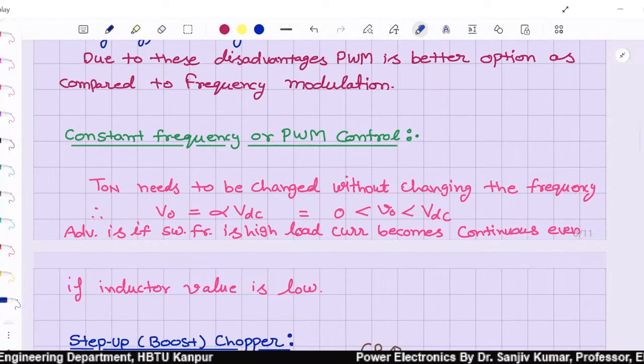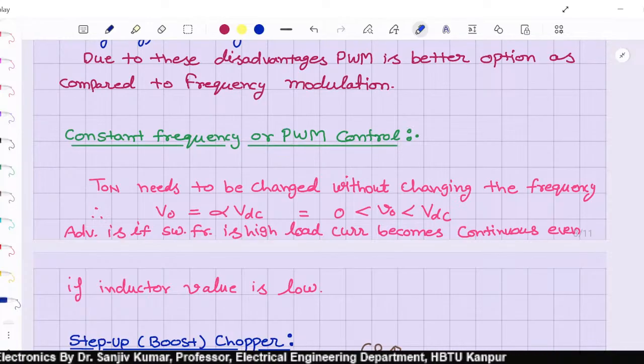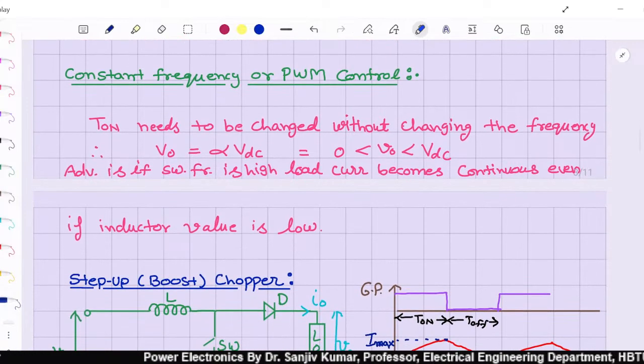And the advantage of this PWM is that if switching frequency is high, then load current becomes continuous even if the load inductor has a low value, meaning for the light load period. If the switching frequency is high, it is possible that you get the continuous current conduction mode, right? So that is the advantage of this constant PWM control.